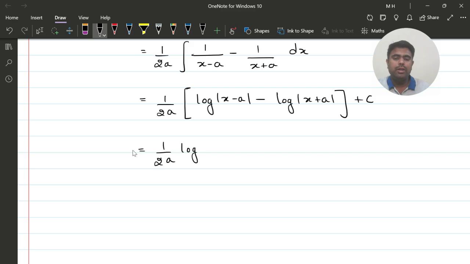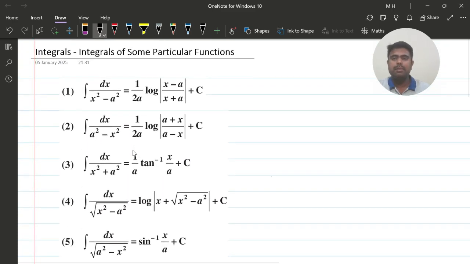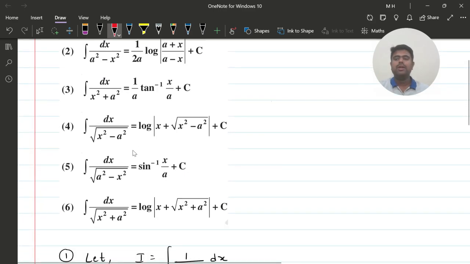So it is log mod x minus a divided by x plus a plus c. So this is going to be the integral, right? They had asked us to show that it is equal to 1 by 2a log mod x minus a by x plus a plus c. So we have done it, right? This is how you will have to do it.